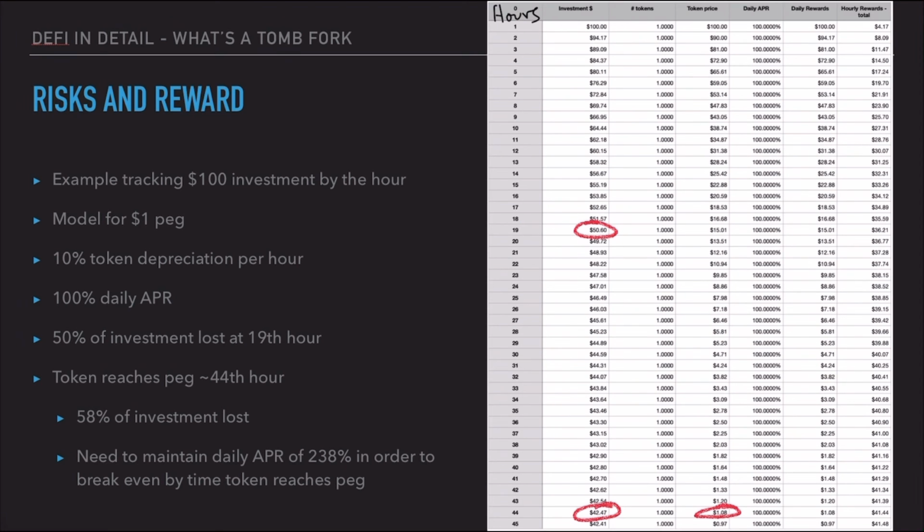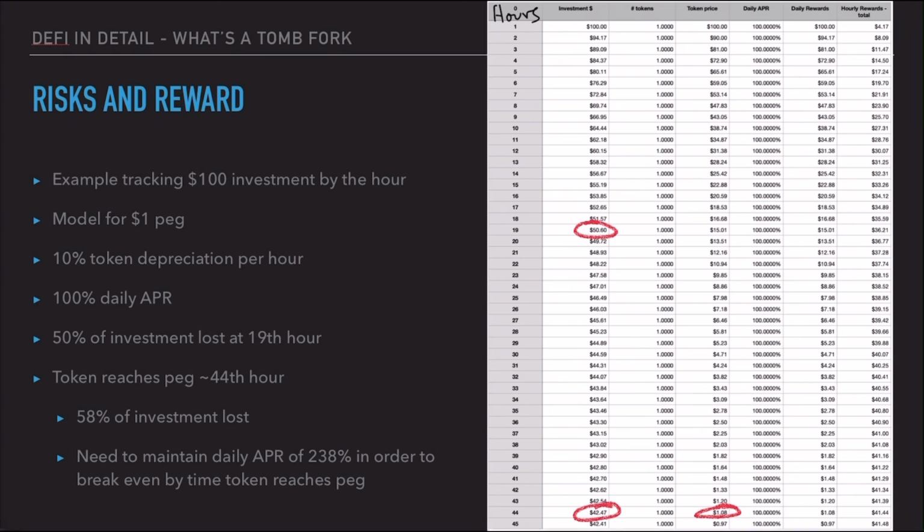But if you look here, that first number I've circled, at the 19th hour, we've already lost 50% of our investment, and that is taking into account that 100% daily APR rewards. And then by the time we're at the 44th, maybe between the 44th and 45th hour, our algo token finally reaches around the peg price, and 58% of the investment is lost by that point. So this is kind of a sample of what could happen to someone who gets in post launch on one of these tomb forks.